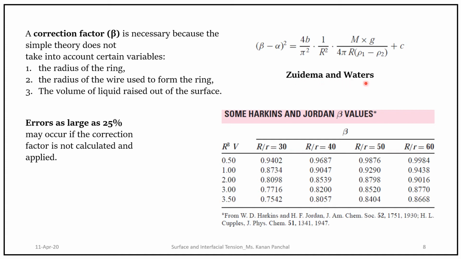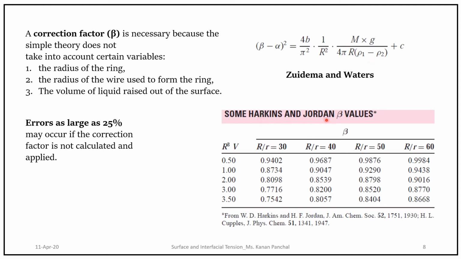Zidema and Waters have given an equation where A, B and C are constants. Capital R is the radius of the wire. M is the mass of the liquid raised out of the surface. G is acceleration due to gravity. And rho 1 and rho 2 are the densities of the two liquids making the interface, or density of liquid and air making up the surface.